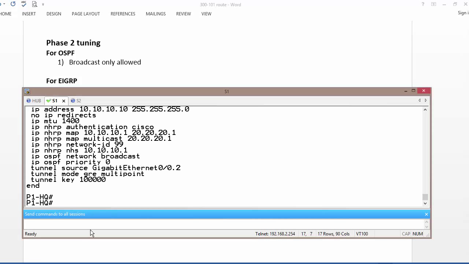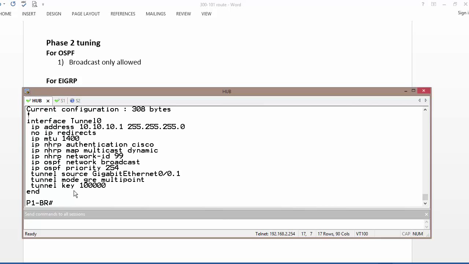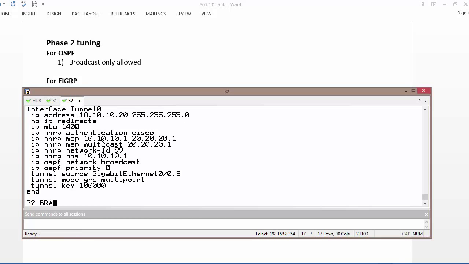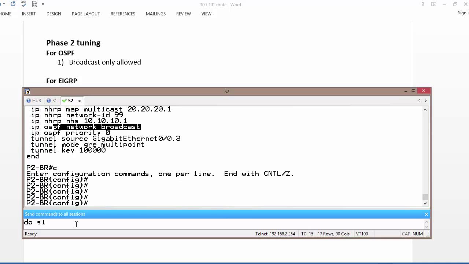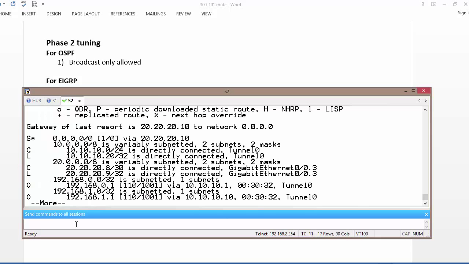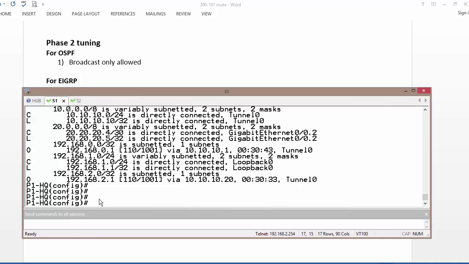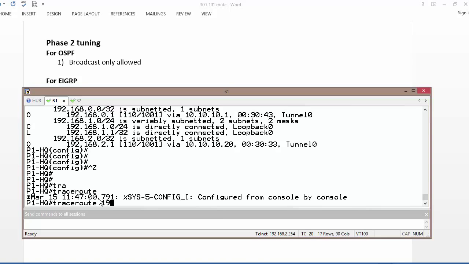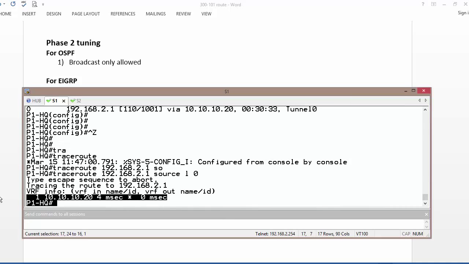So let me show you the current configuration. As we can see, tunnel interface 0 on the hub is broadcast, and on the spokes again broadcast and broadcast. Currently everything is fine. Let me show you. Show IP route, and we have all the routes. We can send traffic from one spoke to another spoke. Let me verify this again. Let's traceroute 192.168.2.1, source is loopback 0. We can see we are sending data directly.